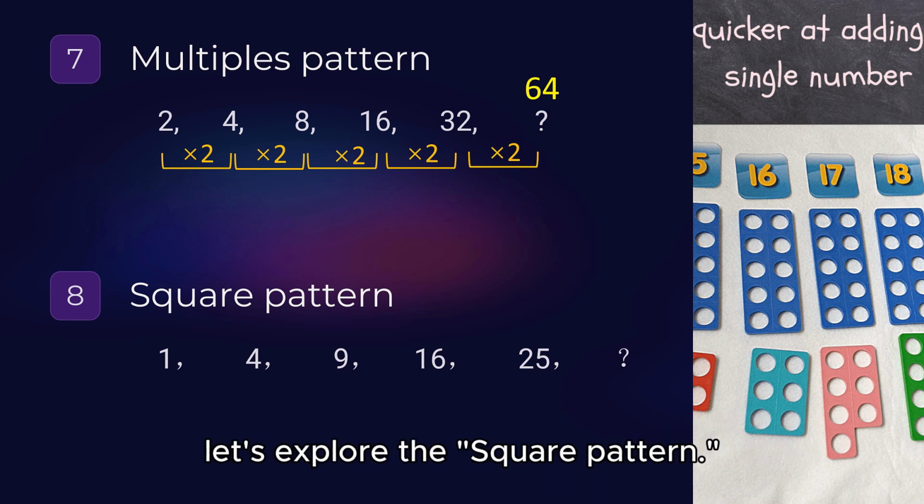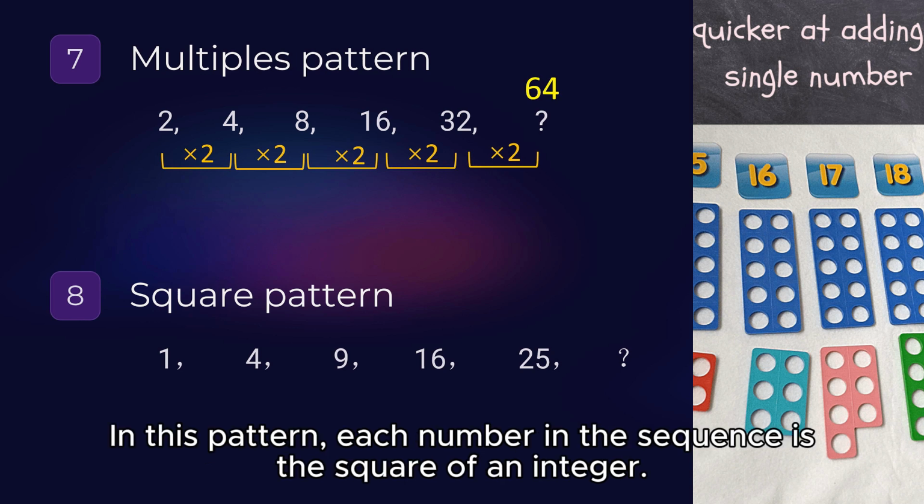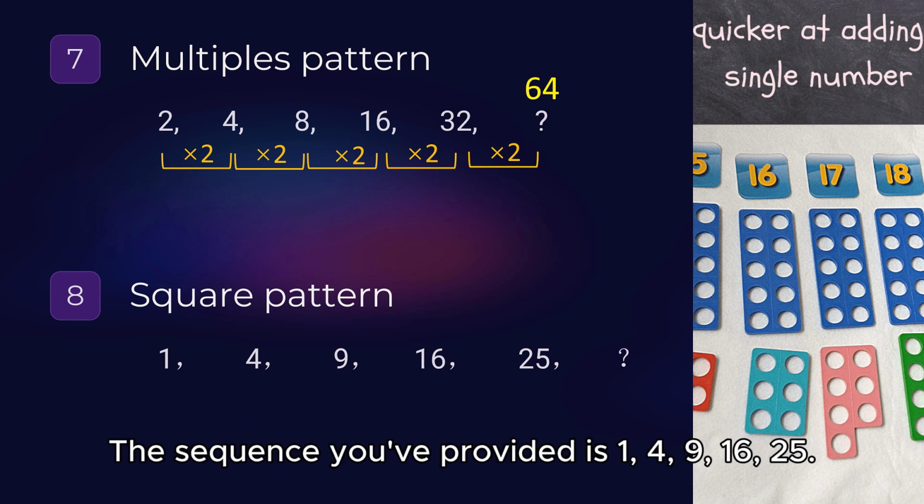Let's explore the square pattern. In this pattern, each number in the sequence is the square of an integer. The sequence you've provided is 1, 4, 9, 16, 25.